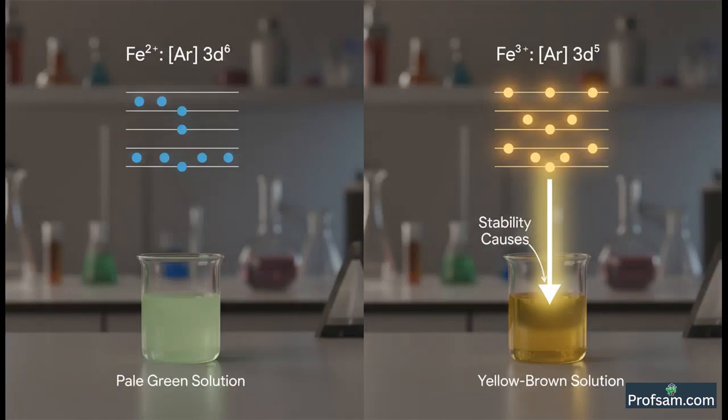The extra stability of that half-filled d5 configuration in the Fe3+ ion is what makes it behave so differently from the Fe2+ ion. This difference in their electronic structure leads to a difference in how they absorb light, and that is precisely why we see two different colors. This color change is real, visible proof of our stability rule in action.